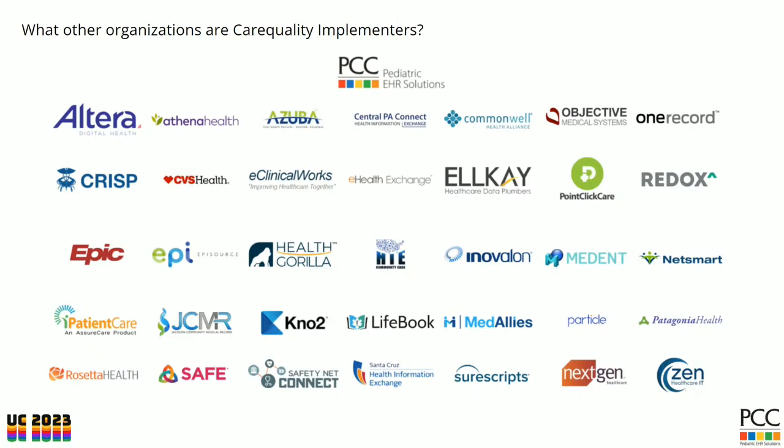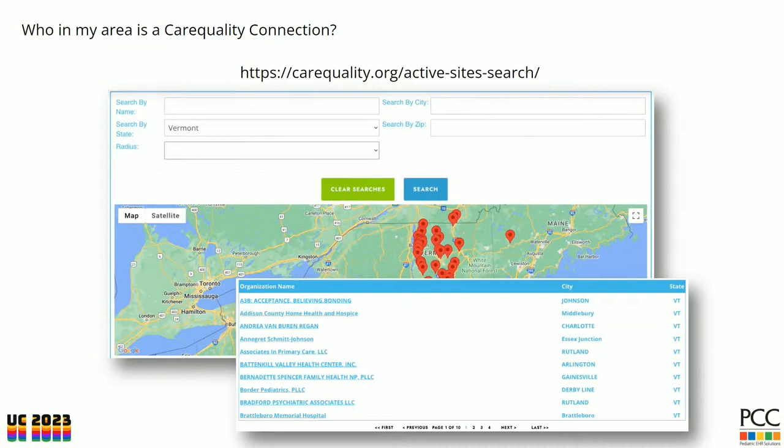So if one of your local hospitals or exchange partners uses one of these third parties, it's very likely that you would be able to exchange with them. And to be sure of that, I recommend going to careequality.org, active-sites-search, and you can use their search tool. You can search by state, zip, city, and figure out who's a connection in your area. And if you do become a Care Equality connection, your practice would be searchable and you'd pop up in this list for other organizations that are looking for you.